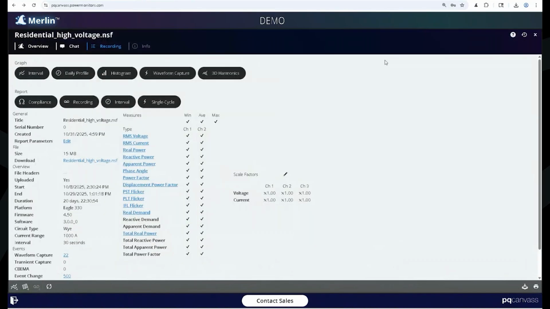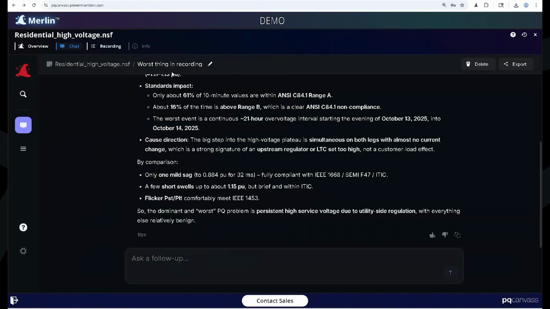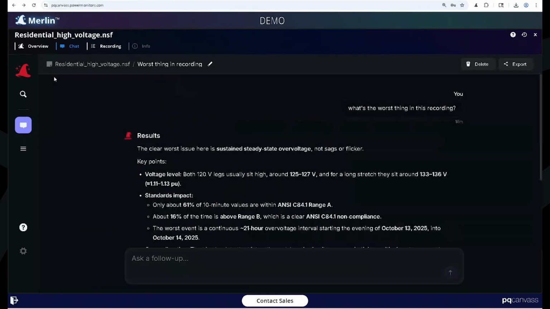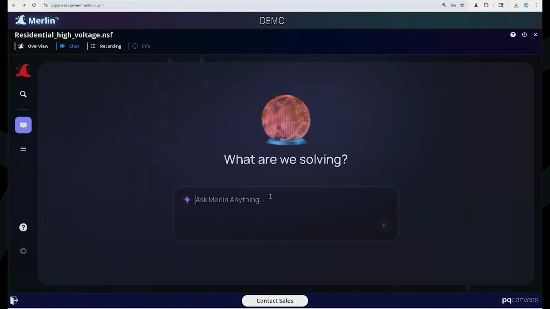Now, another aspect that's new since the paper was released is the chat. You can ask Merlin about the recording. I'm going to start a new chat about the voltage regulation.